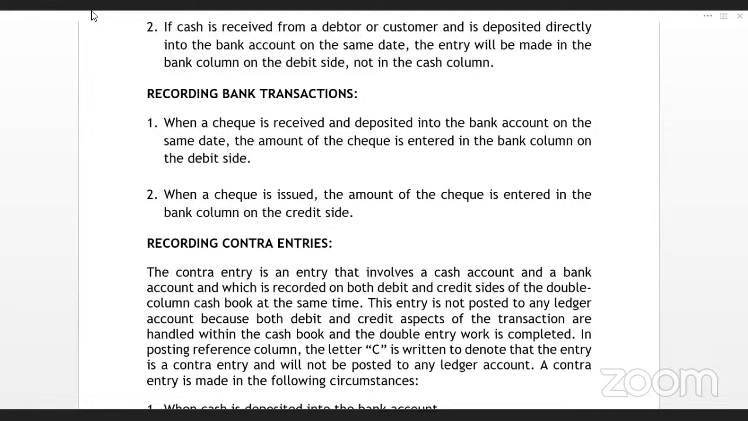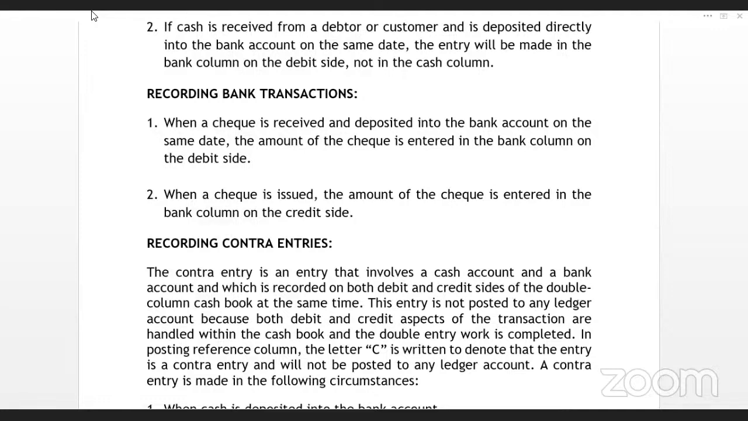Cash withdrawn from the bank. Can you explain more about that? Which account will be debited and which account will be credited? Explain more about that, Richard. In that scenario, cash withdrawn from bank, you debit the cash column, and then you credit the bank column.